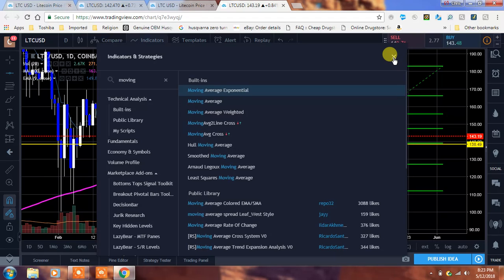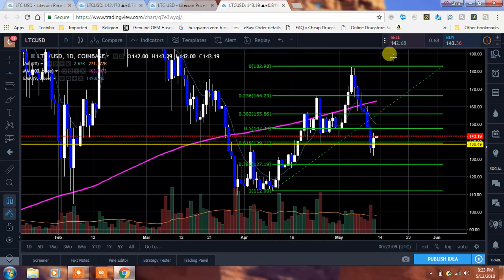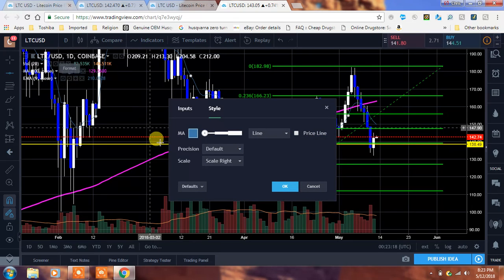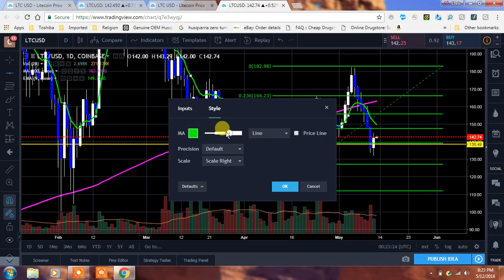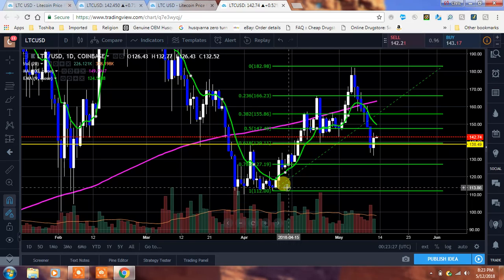I'm sorry I can't do more than like 3 indicators at once because I don't have that upgraded one on TradingView. I'm hoping to get that at some point, but we need Litecoin to perform a little bit better. So let's change this. If you guys have never seen that, this is how you do it. So we're going to change that.